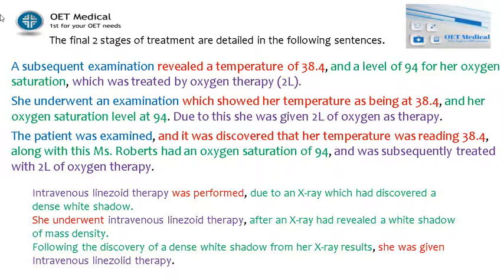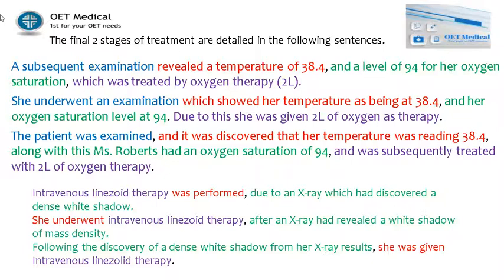So remember, we're telling the person how we treated the patient and what we did for her, what we gave her, etc. So all that needs to be provided to the receiver of the letter. A subsequent examination revealed a temperature of 38.4 and a level of 94 for her oxygen saturation, which was treated by oxygen therapy, 2 litres. She underwent an examination which showed her temperature as being 38.4 and her oxygen saturation level at 94. Due to this, she was given 2 litres of oxygen as therapy.